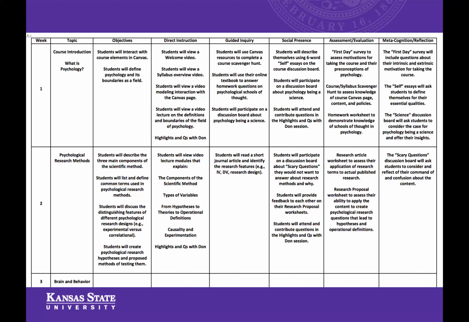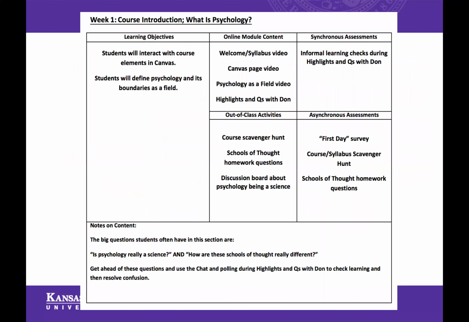And then for weekly planning, this is just my week 1. What I've done is taken the learning objectives and put them into this left-hand column: that the students will interact with the course elements in Canvas, as well as define psychology and its boundaries as a field. Over here in the matrix of quadrants, in the upper left quadrant, is my online module content, and this helps me create a to-do list that I can work through, a plan as an instructor, knowing what I've got to produce each week. I have my welcome and syllabus video, my Canvas page video tutorial, my psychology as a field video, and then I'm going to have that synchronous element, the highlights and questions with Don.